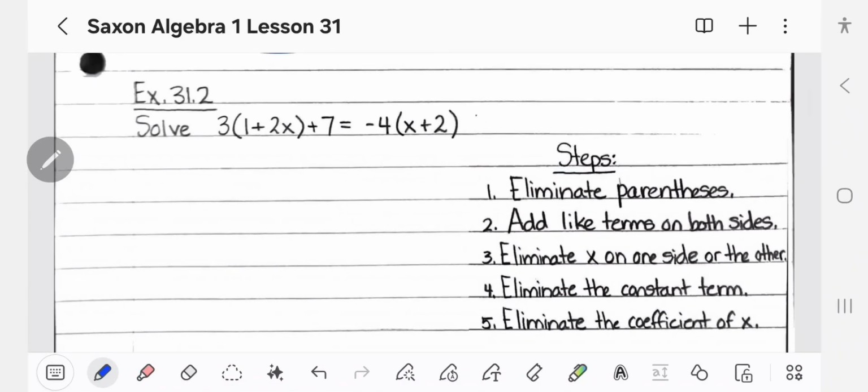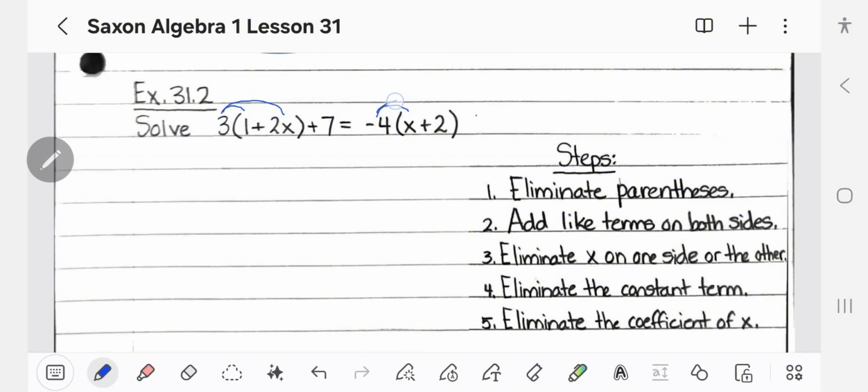Again, we're going to eliminate parentheses. Notice that we have parentheses on both sides of the equal sign, so we can take care of those at the same time. Inside of these parentheses, they're not like terms, so I can't start by adding or subtracting inside the parentheses to get rid of them. That's one option, but it's not going to work here.